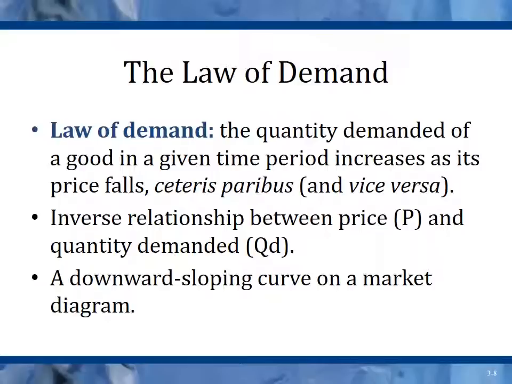So there's an inverse relationship between price and quantity demanded. As price goes up, the quantity demanded goes down. Every dollar the price for that Mercedes goes up, the demand will fall a little bit. And there's a downward sloping curve on a market diagram. We're going to get to the diagrams in a little bit.